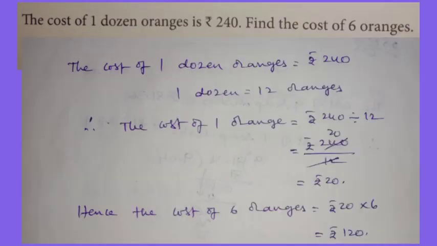The cost of 1 dozen oranges is rupees 240. Find the cost of 6 oranges. Solution: the cost of 1 dozen oranges is rupees 240. 1 dozen equals 12 oranges. Therefore, the cost of 1 orange is rupees 240 divided by 12. Now 12 divides 240 20 times, which equals rupees 20. Hence the cost of 6 oranges is rupees 20 into 6, which equals rupees 120.